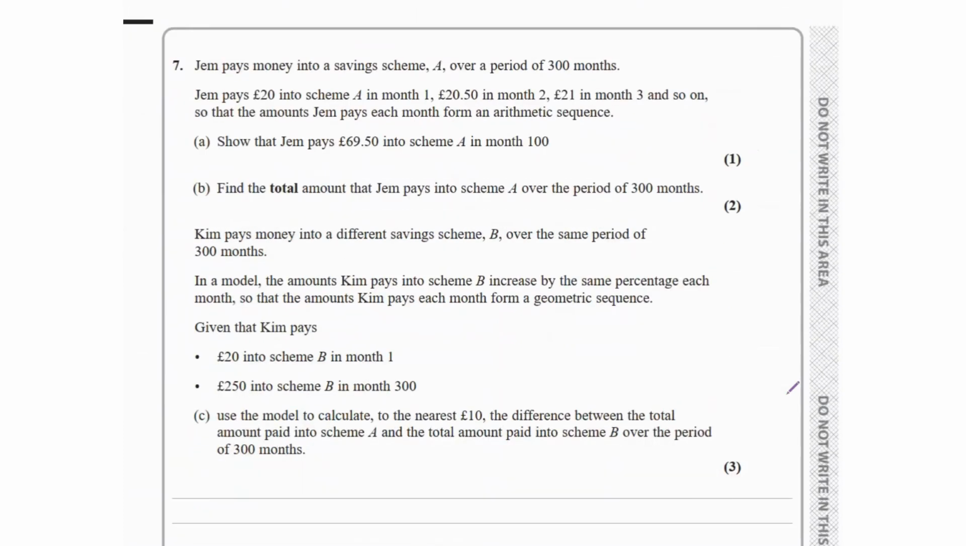Then it says, Jem pays money into saving scheme A over a period of 300 months. Jem pays £20 into scheme A in month 1, £20.50 in month 2, £21 in month 3, and so on, so that the amounts Jem pays each month form an arithmetic sequence. We have to show that Jem pays £69.50 into scheme A in month 100.